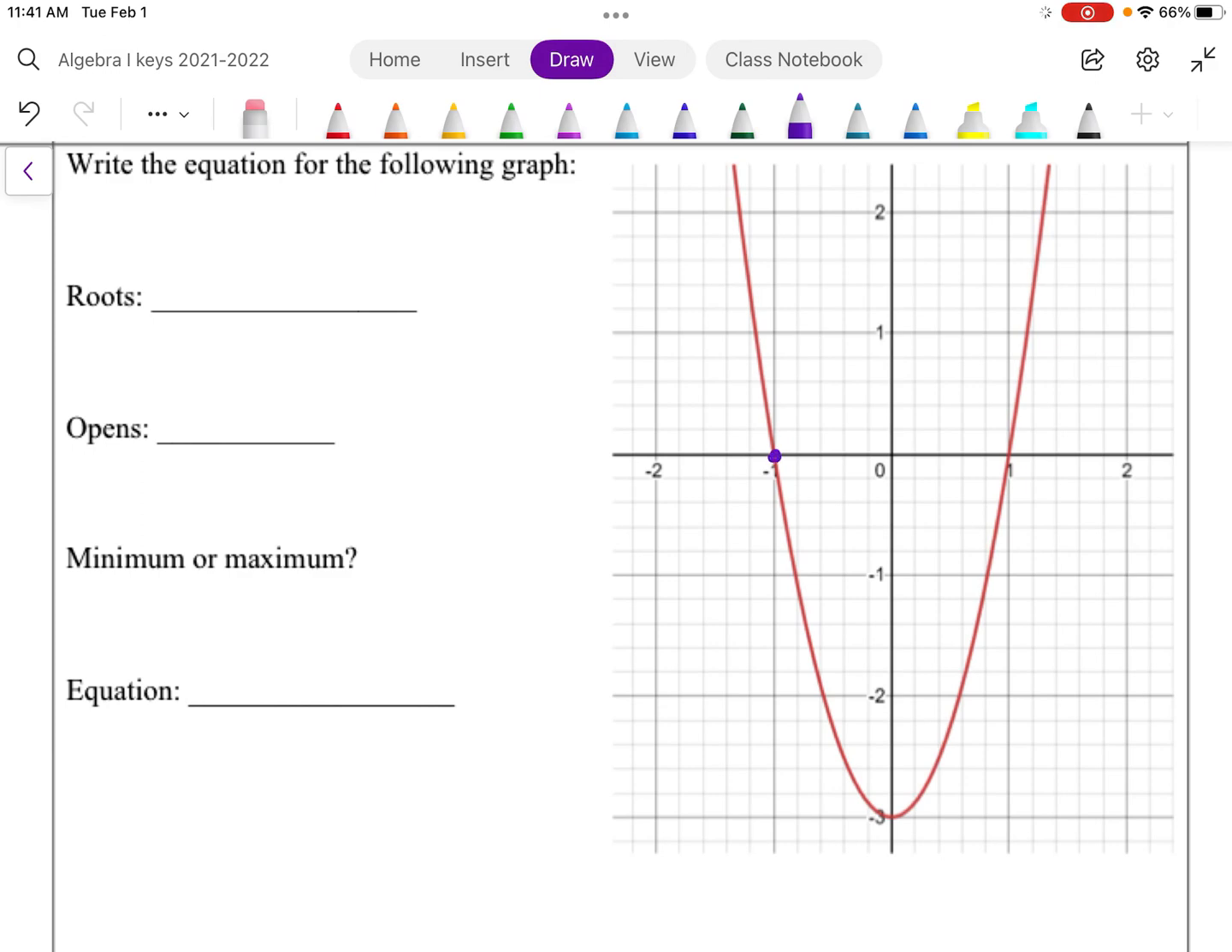So it looks like we have a root here at (-1, 0) and at (1, 0). So our roots are (-1, 0) and (1, 0). Okay. And then this is opening up, because our arrows are going up. Either y value is getting positive. So it opens up, so we know it's going to have a positive a value.